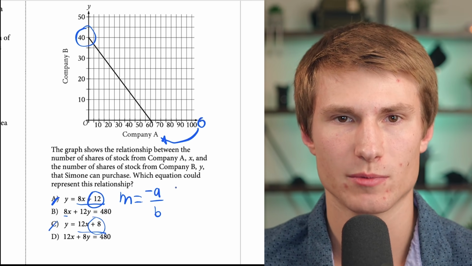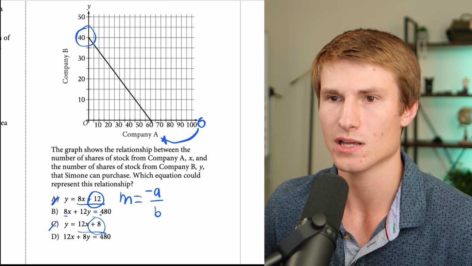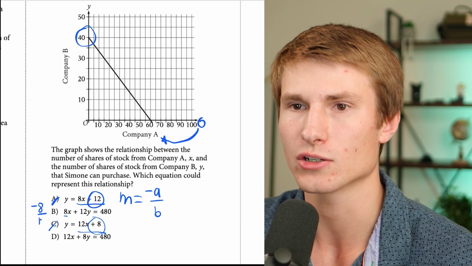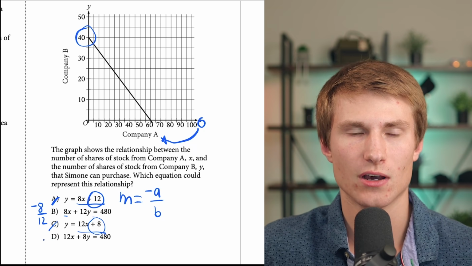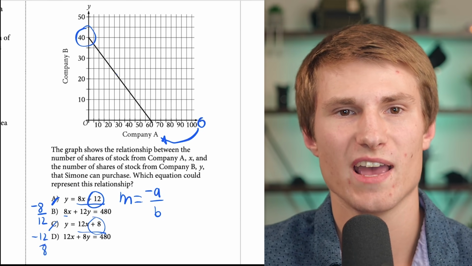Now, the next thing I'm going to do is check what my slopes are for each one. For answer choice B, we see that our slope would be negative 8, since 8 is our A value, over 12. And then for choice D, we would have negative 12 over 8. Now I'm going to see what my actual slope is.